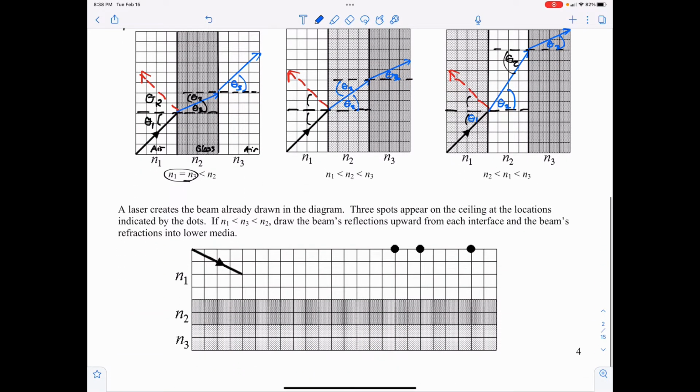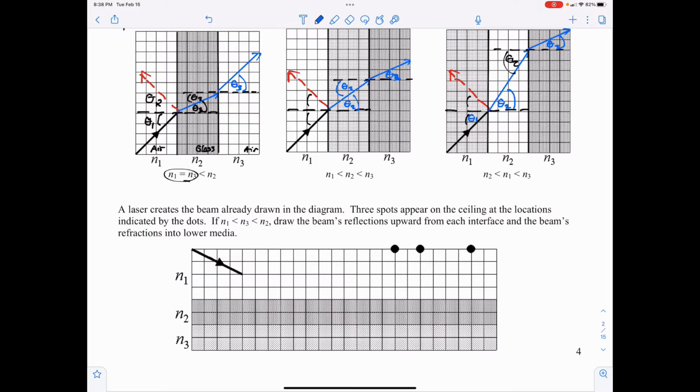A laser beam creates the beam already drawn in the diagram. 3 spots appear on the ceiling at the locations indicated by the dots. If N1 is less than N3 is less than N2, draw the beam's reflection upward from each interface and the beam's refraction into the lower medium.